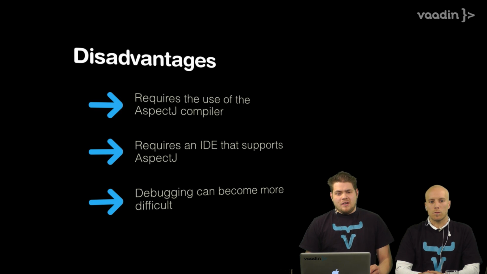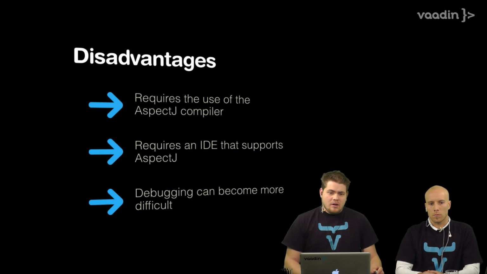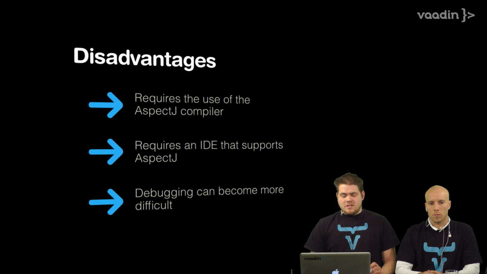Also, you might want to use an IDE that supports AspectJ, and luckily most modern IDEs should do it right now. At least Eclipse and IntelliJ and NetBeans do this. And also debugging can become a bit more difficult, especially if you're having bugs in aspects, because it's not always very clear how the program flows and so on.